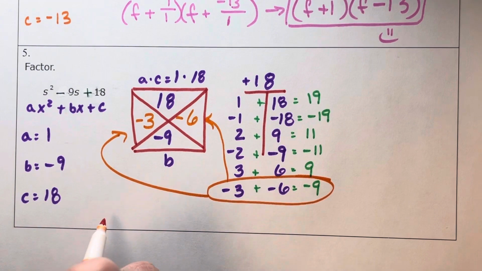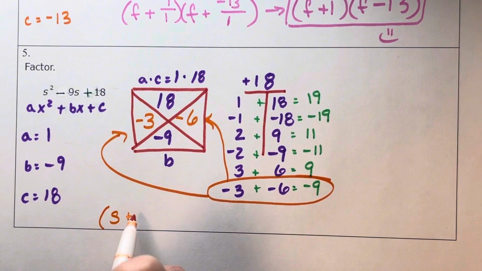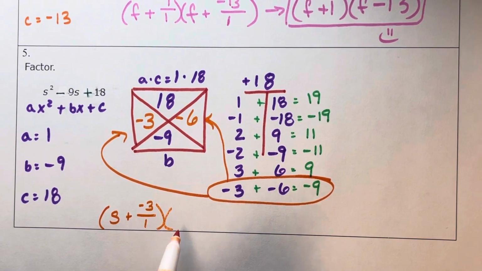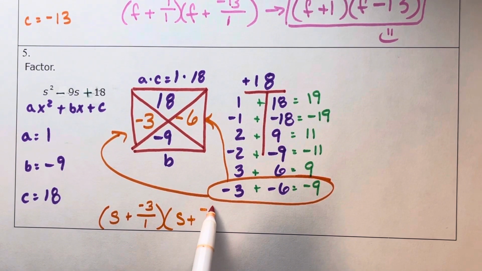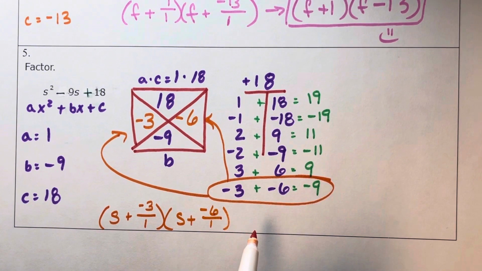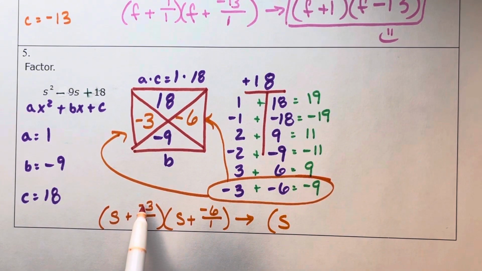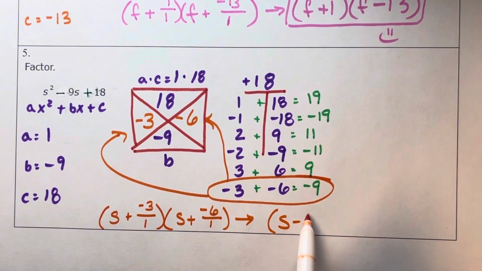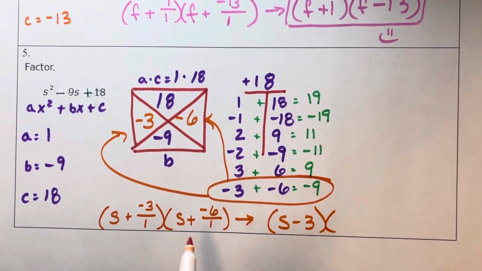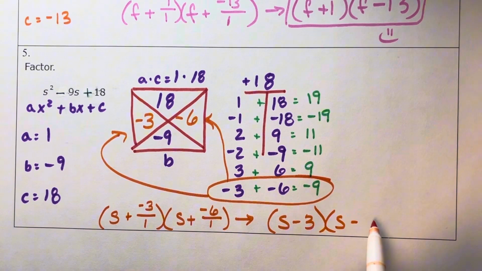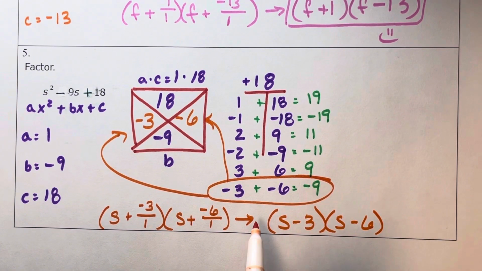Okay, let's finish this up. So variable of choice is an S plus my left wing of negative 3 divided by my A number times the quantity of S plus my right wing of negative 6 divided by my A number of 1. Let's finish it out. S, a negative divided by a positive is a negative 3 times the quantity of S minus a negative divided by a positive is again a negative 6.